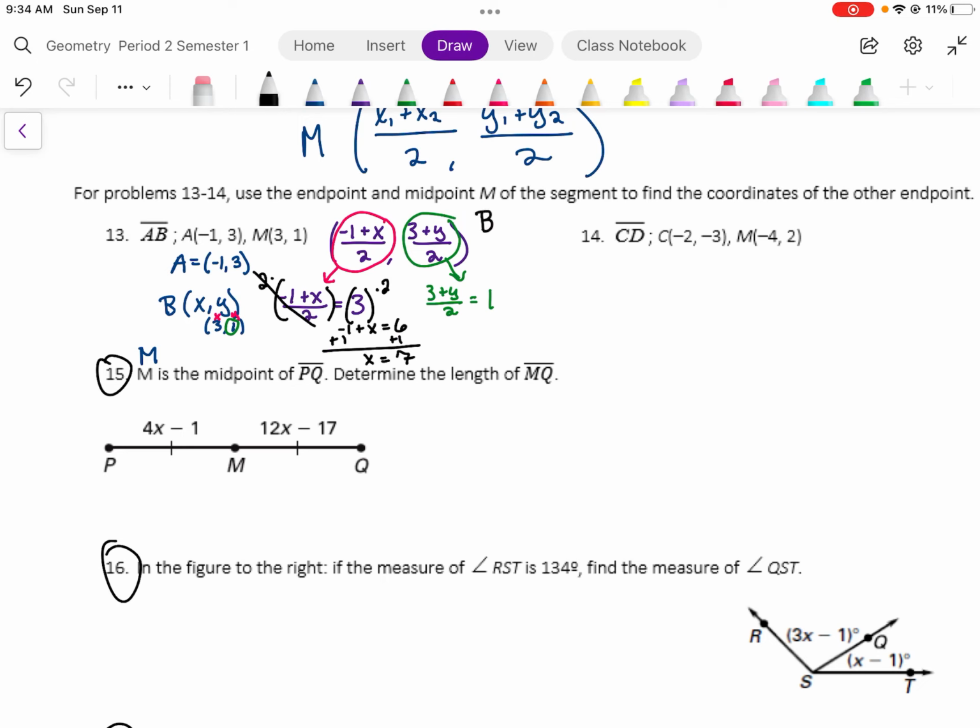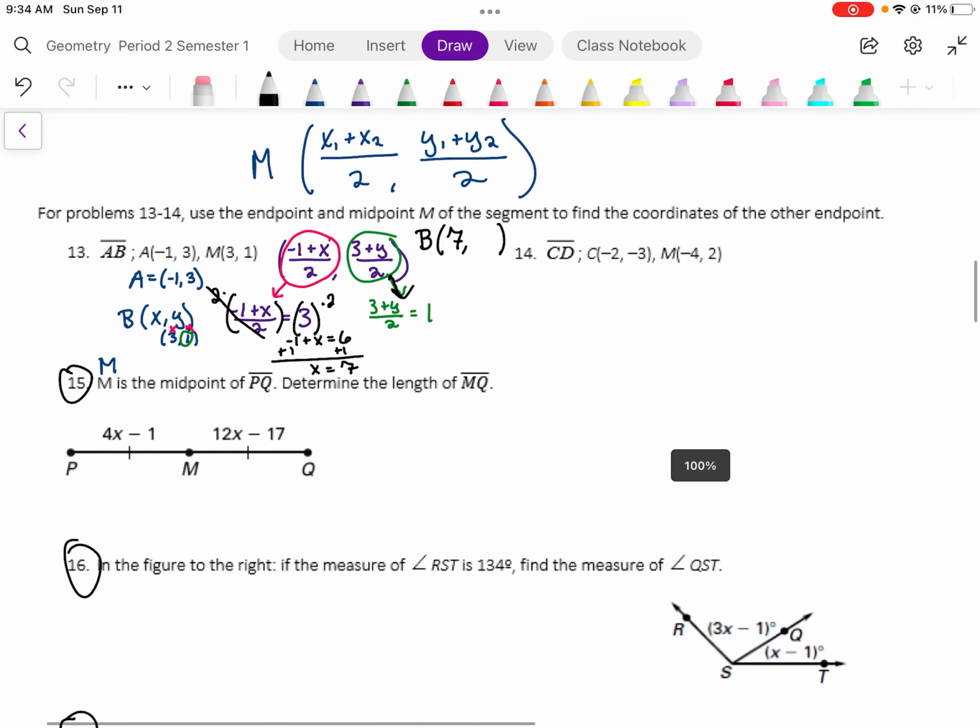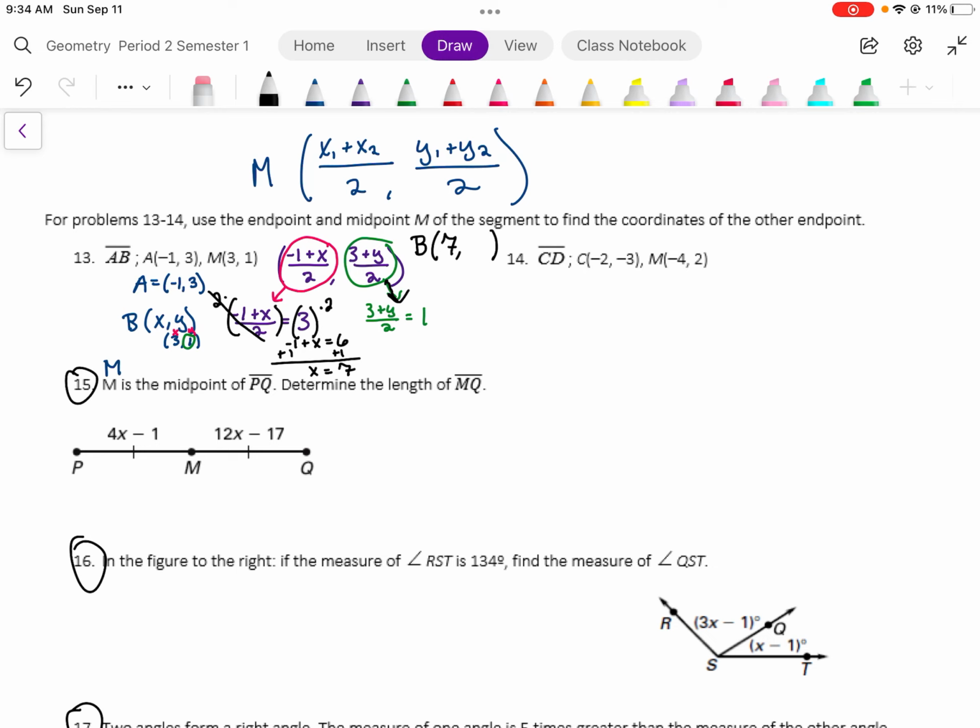So for coordinate point B, we know the x value is 7. So then you can go ahead, solve the second equation we set up to figure out what the y coordinate would be. If you feel like that is something you are struggling with, there's one other way that we can do this.